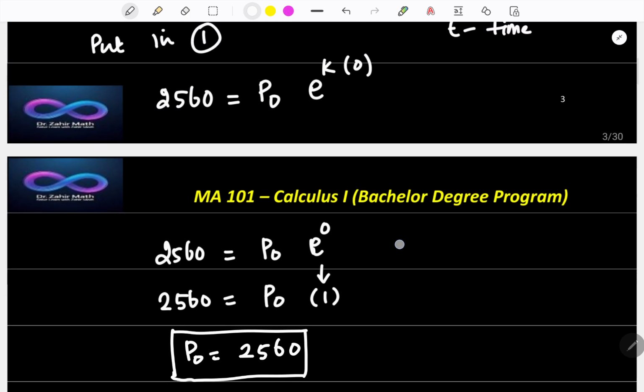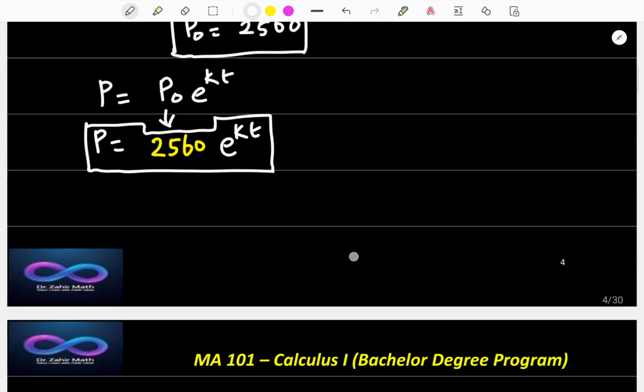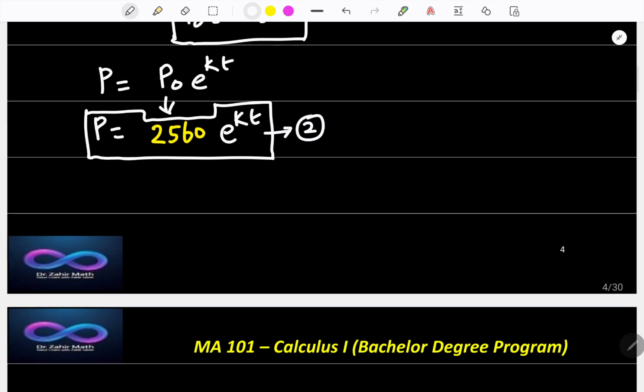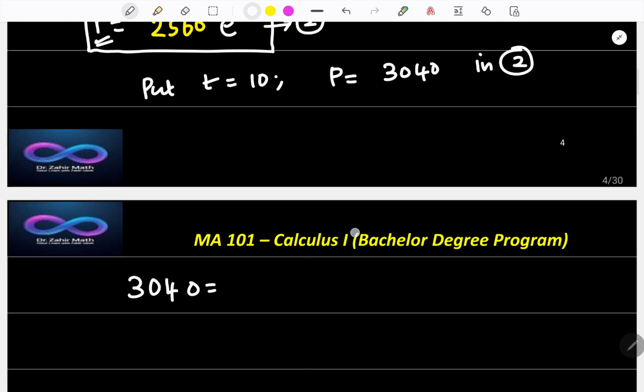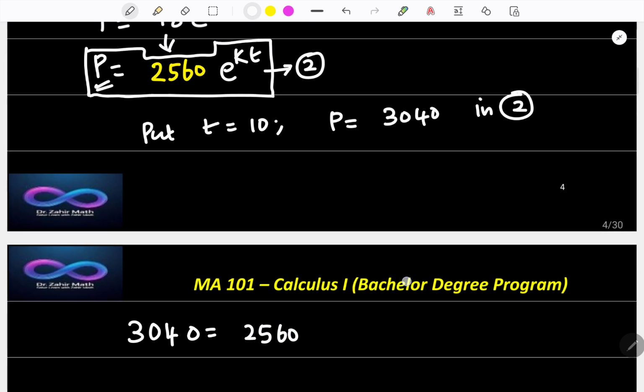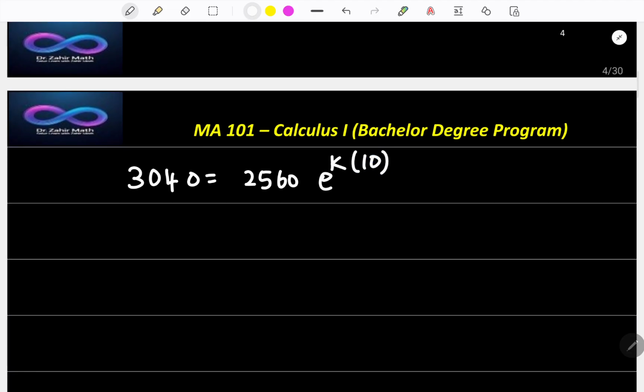Now let's start applying the second condition. What is the second condition? T is equal to 10, the population is 3040. This I'll call equation number 2. Put T equal to 10 and the population P equal to 3040 in equation number 2. So 3040 is equal to 2560 e power k times T, and T is equal to 10, right?